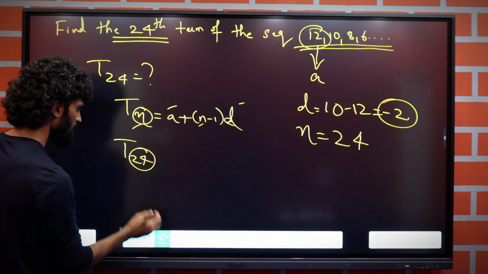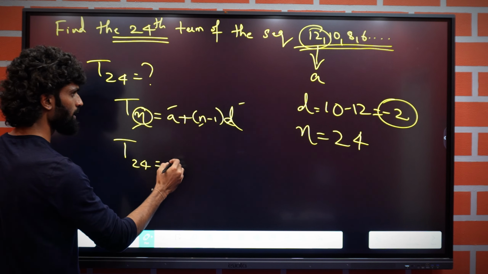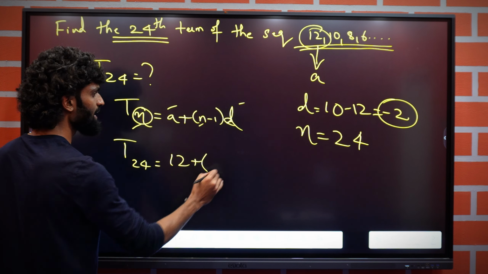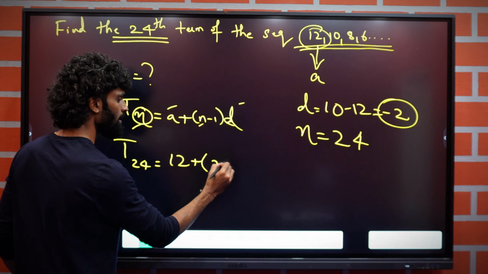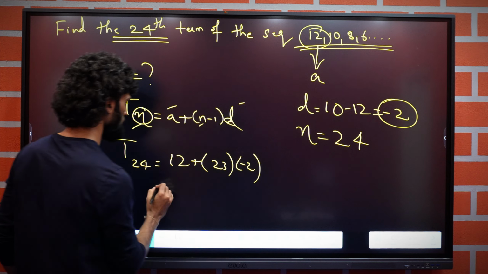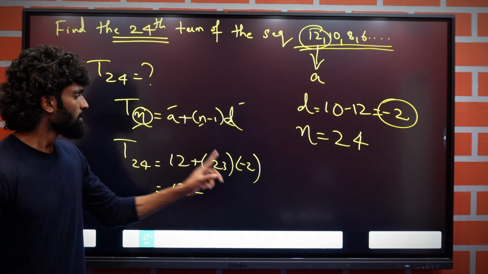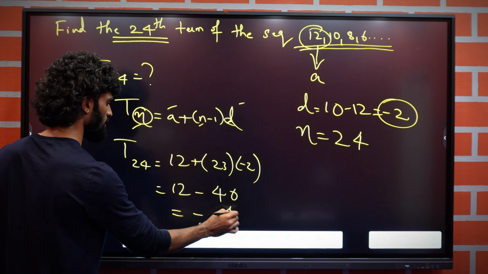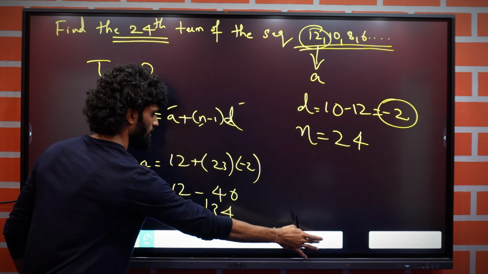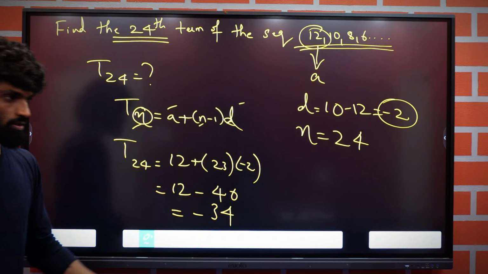So left hand side, T24 becomes what? a's value is nothing but 12 in this case, plus (n minus 1). n's value is 24 in the question. 24 minus 1 gives me 23, into difference is minus 2. So what's this answer? 12, plus into minus gives me minus 46. So the final answer is 12 minus 46, T24 is minus 34. That's how simple it is.